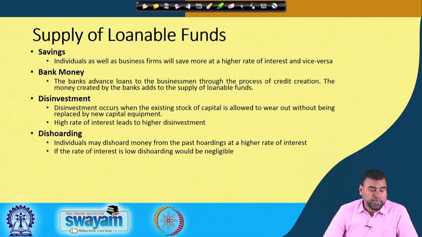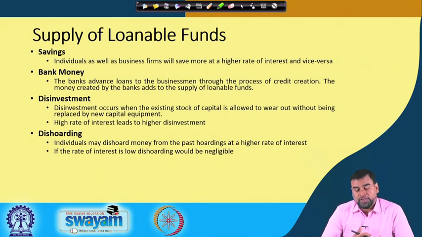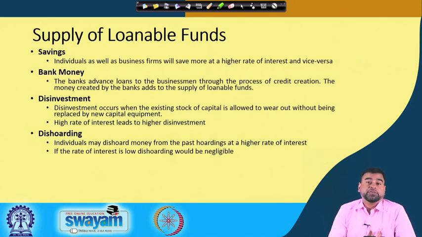And another factor we have is called dishoarding. The individuals may dishoard money from past holdings at a higher rate of interest. If the rate of interest is low, dishoarding would be negligible. You see why people dishoard? Individuals may dishoard whatever money they have hoarded before, at a higher rate of interest.